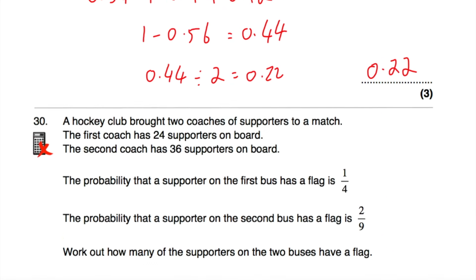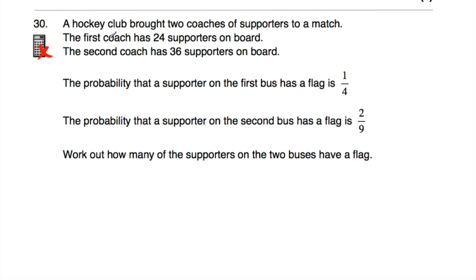Okay, let's look at our next question, question number 30. So question number 30 says, a hockey club brought 2 coaches of supporters to a match, and the first coach has 24 supporters on board, and the second coach has got 36 supporters on board. The probability of the supporter on the first bus having a flag is equal to a quarter, so a quarter of these supporters have flags, and the probability that a supporter on the second bus has a flag is equal to 2/9, so 2/9 of these supporters have flags, and we've been asked to work out how many supporters on the 2 buses have flags.